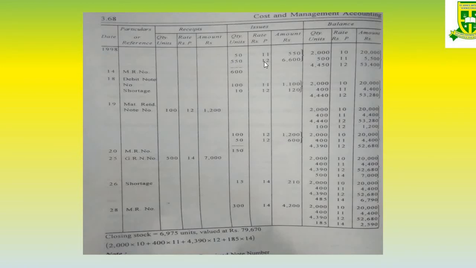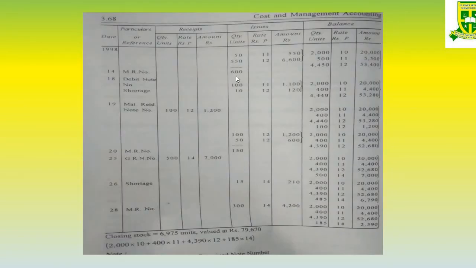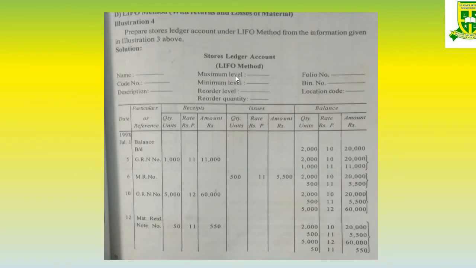What is the cost of it? 12. The value is 6600. So from 5000 I have used 550. What is the balance available? 4450. What is the cost of it? 12. So the value is 53400. On 14th what is happening? Issued 600 units. So I have written the 14th value.